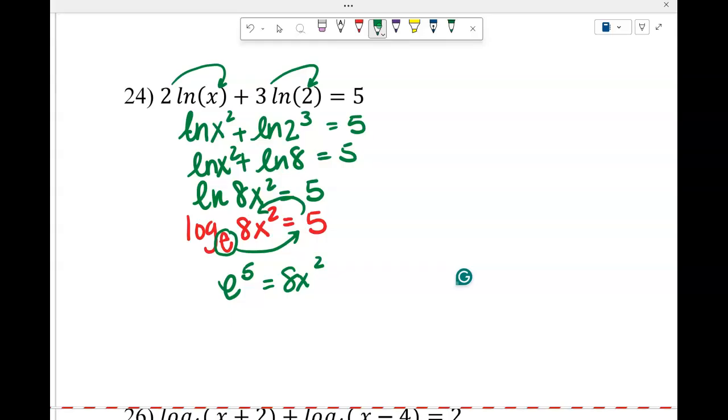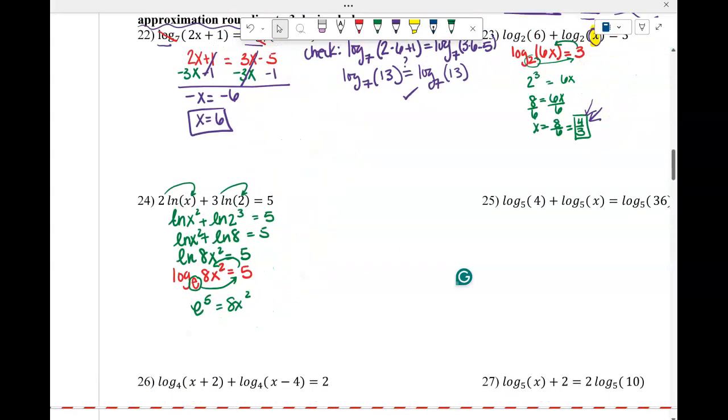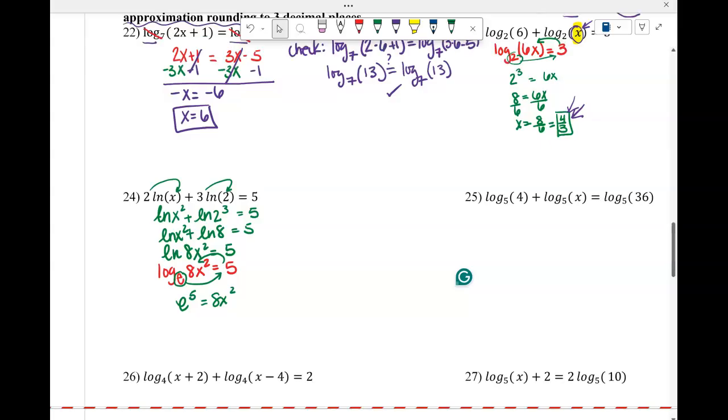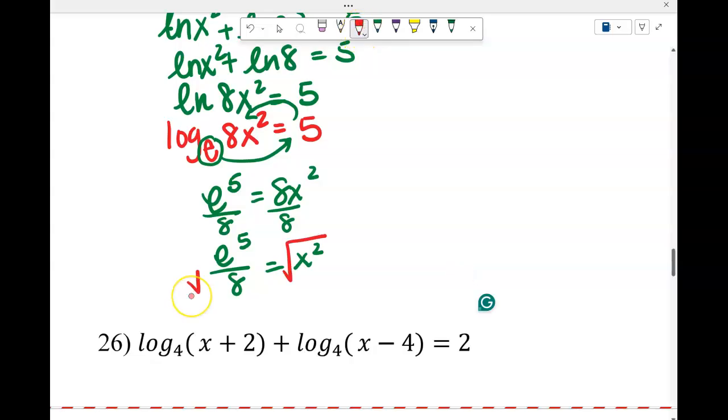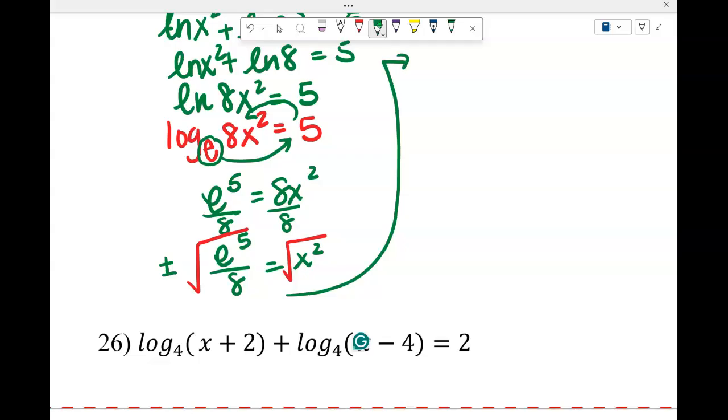But we're going to leave that answer for right now as e to the 5th. Remember, the answer says exact and then decimal. So we're going to do everything in the exact form right now, and then we'll crunch the numbers. So now we're going to divide both sides by 8. So e to the 5th divided by 8 equals x squared. To undo the power of square, we are going to do a square root. But remember, every time you take a square root, make sure there's a plus and minus. So x equals plus or minus square root of e to the 5th divided by 8.